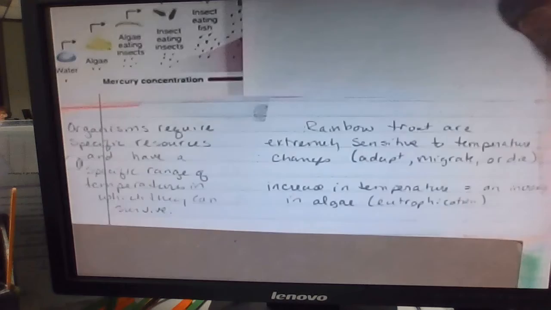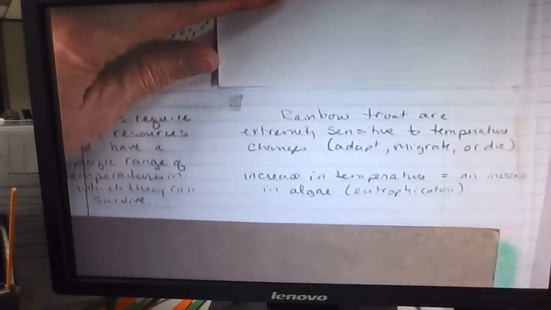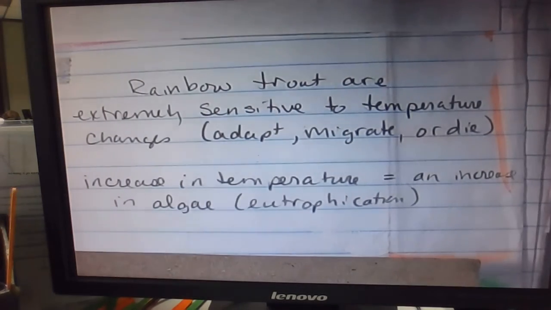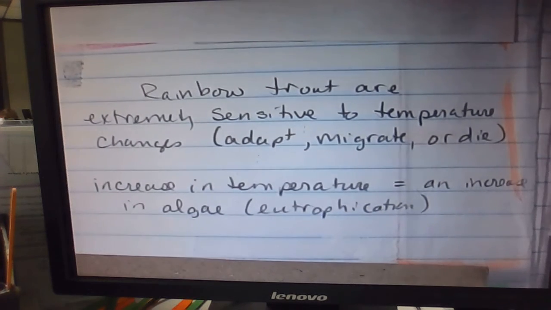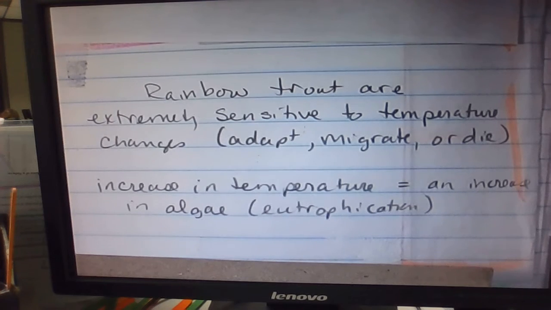So rainbow trout are extremely sensitive to temperature changes. If you're sensitive to temperature changes, your choices are adapt, migrate, or die. Lovely, right? Adaptation is obviously great because then you can stay where you're at. The problem is adaptation takes a while. It takes generations to do that. Migrate is nice, but if you don't have bodies of water that connect to each other, how are you going to get from one place to another? So in some situations, it just dies off.